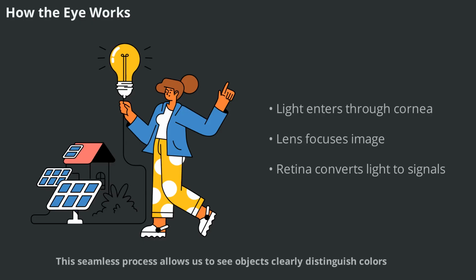This seamless process allows us to see objects clearly, distinguish colors, and perceive depth. Coordination between the eye's components is essential for sharp and accurate vision.